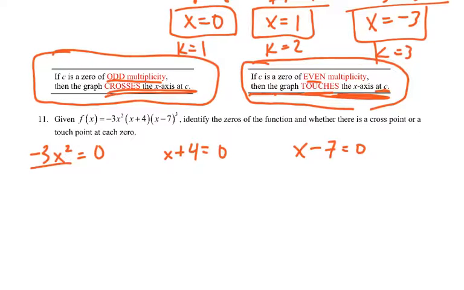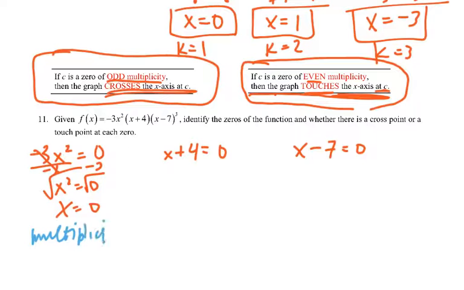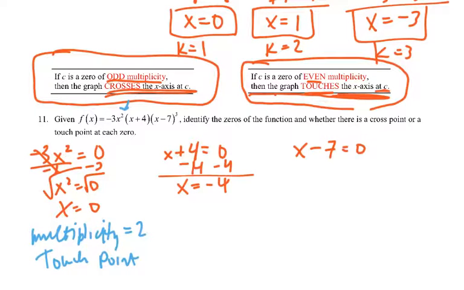Solving this one, we're going to divide both sides by -3, which gives us x squared equals 0. Take the square root, we get x equals 0. The multiplicity on this one is equal to 2, and that makes this a touch point. The next one, subtract 4 from both sides, we get x equals -4. The multiplicity on this one is the exponent on that factor right there, which is an assumed 1. So my multiplicity is 1.